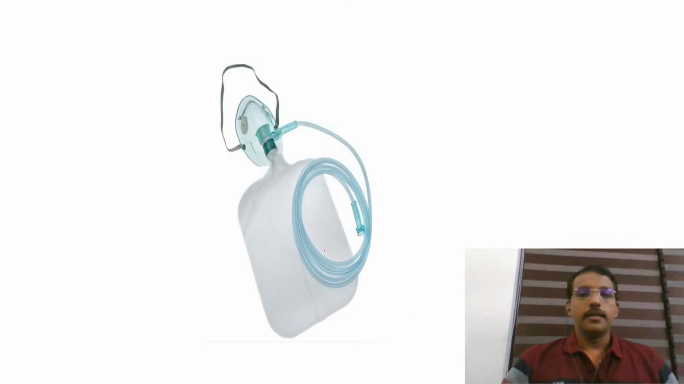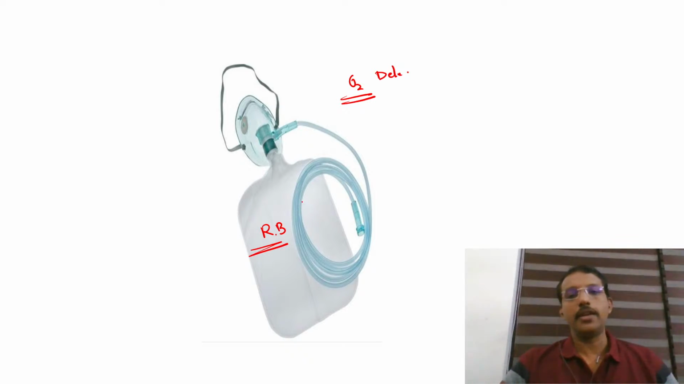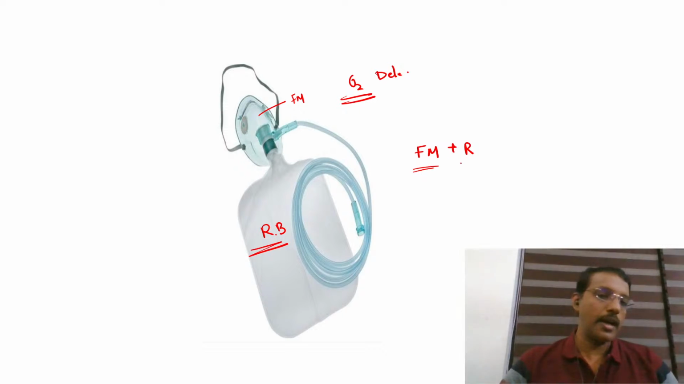Now this is another example of an oxygen delivery device, a previously asked question. The additional thing which you can see is a reservoir bag. This is the reservoir bag. Why I brought this is to tell you a mask, a face mask, this is the face mask plus reservoir. Face mask is a variable performance device, but if you add a reservoir bag, it becomes a fixed performance device. That's right, it has been asked.